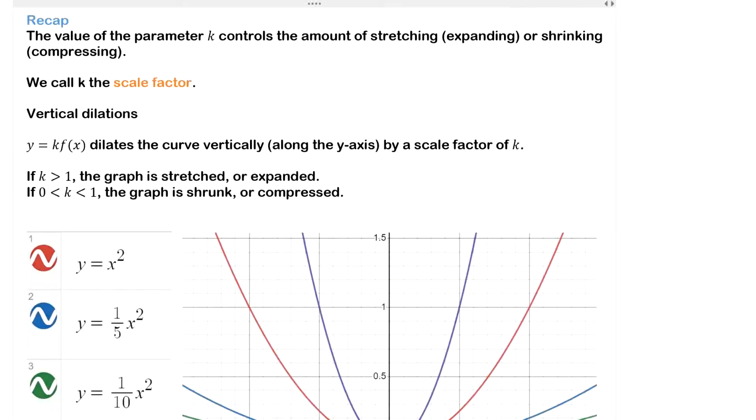To end the video, we'll do a quick recap. So remember, k controls the amount of stretching or shrinking that occurs, and we call that the scale factor. If k is greater than 1, the graph is stretched, it's narrowed towards the y-axis. If k is between 0 and 1, the graph is shrunk or compressed. The same occurs in the negatives. If k is less than -1, the graph is stretched. If k is between 0 and -1, the graph is shrunk.